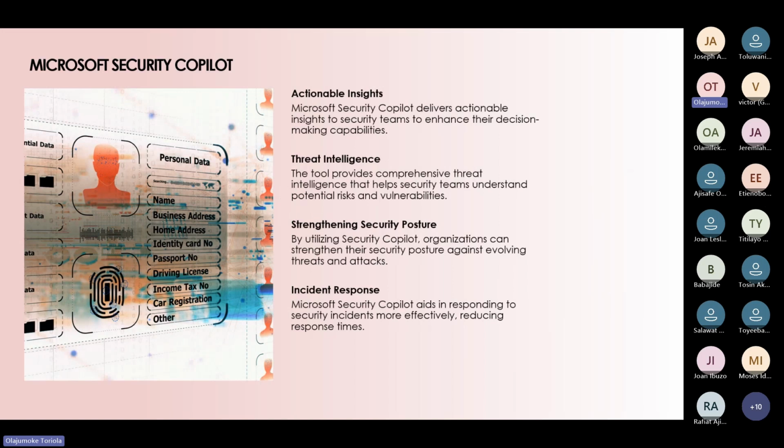If you were in Joy's class, you will be learning about Copilot in Security, which will provide security teams with actionable insight and threat intelligence, helping them to strengthen the security posture and respond to incidents more effectively. So that's what Microsoft Security Copilot will do for you. It's an AI-powered security analysis tool that empowers defenders to move at the speed and scale of AI.